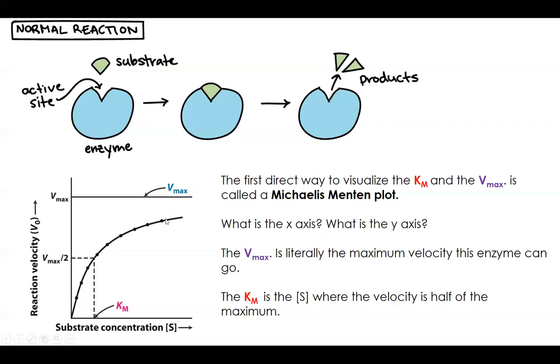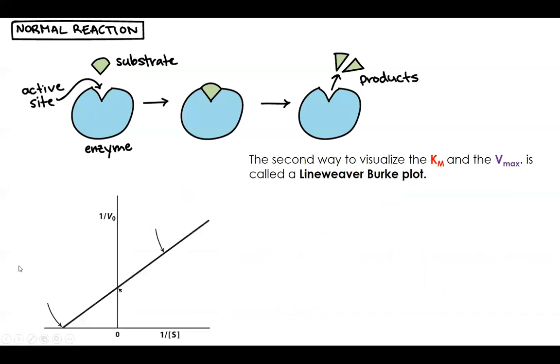Looking at these types of values on this kind of curve, we can eyeball them. Sure, it's not too hard to eyeball some of these things, but it makes it a lot easier if we have more of a linear system to look at. So let's check out that idea. Another way to visualize the Km and the Vmax is by using what's called a Lineweaver-Burk plot.